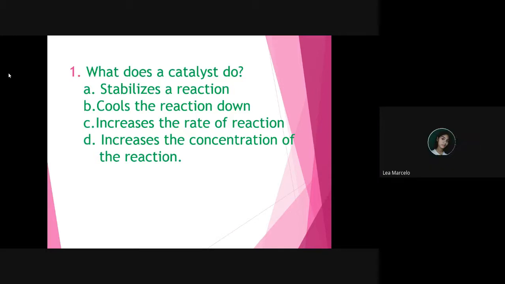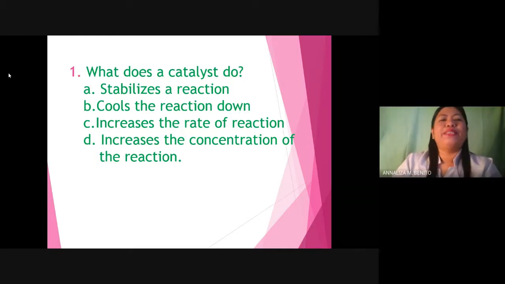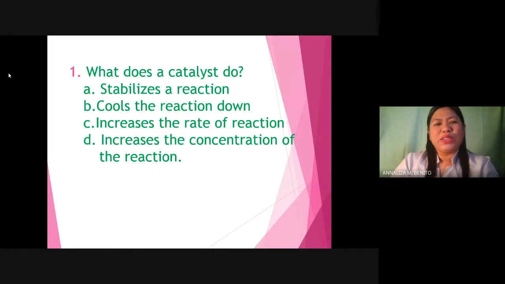Ma'am, C po, increase the rate of reaction. All right, very good. So, a catalyst increases the rate of reaction. The answer for number 1 is letter C. Next question.